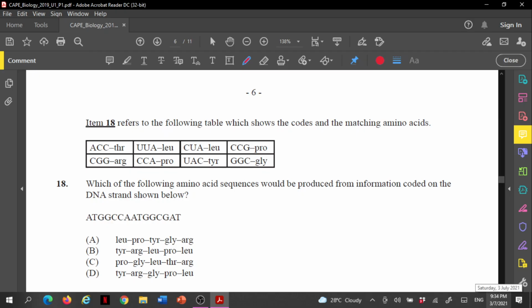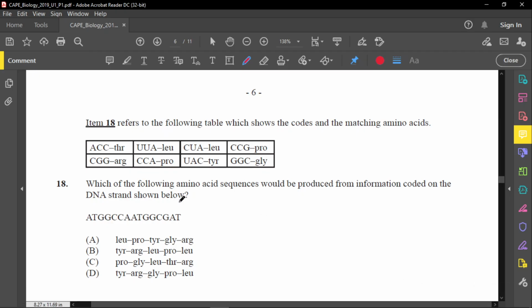You could have a full chart, and don't try to remember the whole chart, to be honest with you. There is no need for that. All right, so which of the following amino acid sequences would be produced from information coded on the DNA strand shown below?